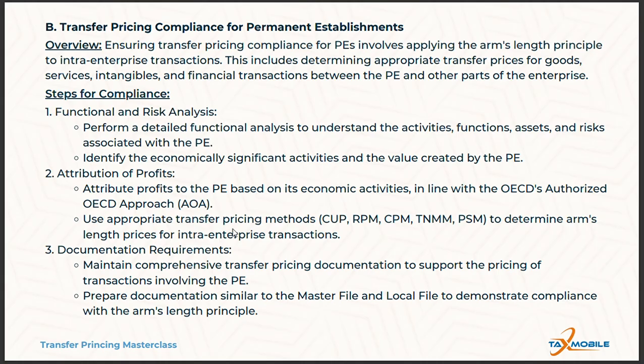Now, under the documentation requirement, you need to maintain comprehensive transfer pricing documentation to support the pricing of transactions between the PE and the head office. Then you also need to prepare documentation similar to the master file and local file. Most jurisdictions require the preparation of a master file and local file. The master file provides an overview of the global business and overall transfer pricing policy, while the local file contains detailed documentation about the specific transactions and transfer pricing policies relevant to the permanent establishment in that country.